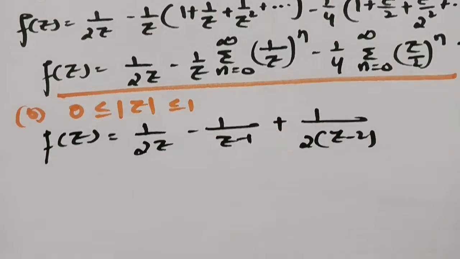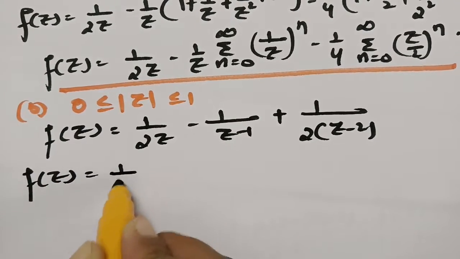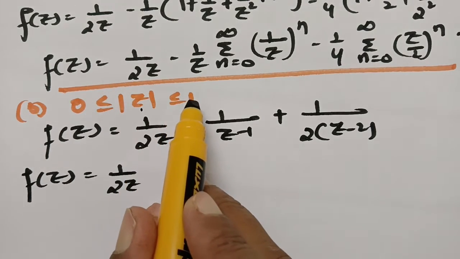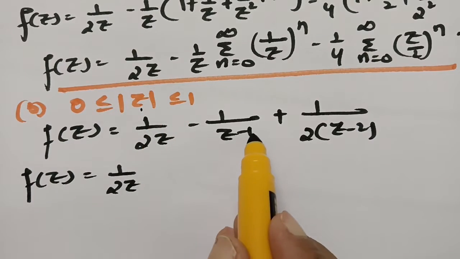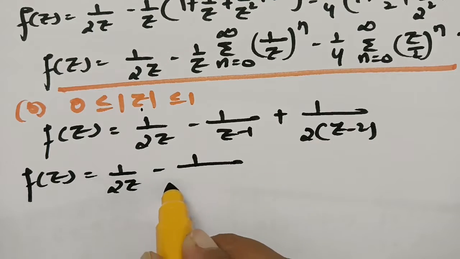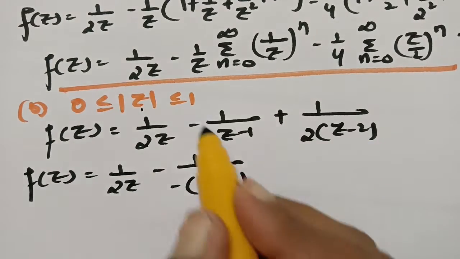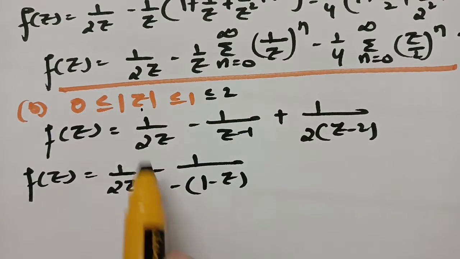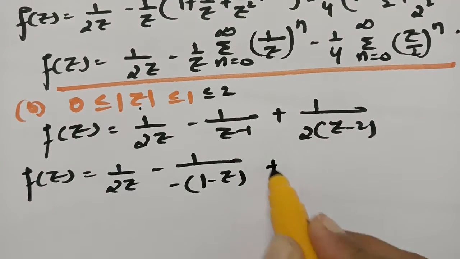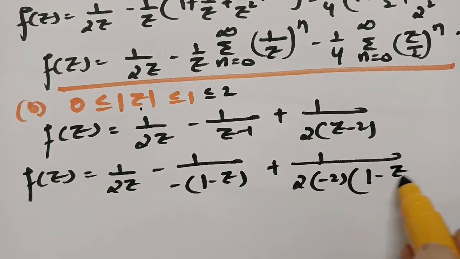Clear? So in this case, again f of z can be written as 1 by 2z. On comparing z and 1, which one is greater? 1 is greater. Therefore, I am taking 1 common. If I take minus common, this will be minus 1 by z minus 1. And in this case, z is greater or 2 is greater? 2 is greater. That's why I am taking 2 common from this. So this is 2 times, if I take minus 2 common, this will be 1 minus z by 2.